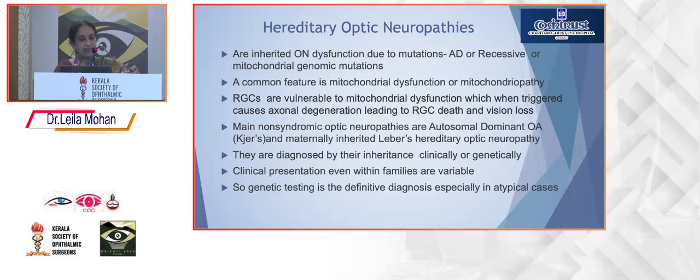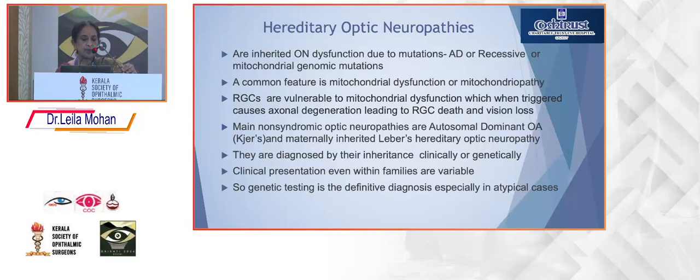They are inherited optic nerve dysfunctions due to mutations, autosomal dominant or recessive, or mitochondrial genomic mutations. A common feature is mitochondrial dysfunction, or mitochondriopathy as we call it. Retinal ganglion cells are vulnerable to mitochondrial dysfunction, which, when triggered, causes axonal degeneration leading to retinal ganglion cell death and vision loss. The main non-syndromic optic neuropathies are autosomal dominant optic neuropathy, named after Kjer, and maternally inherited Leber's hereditary optic neuropathy.